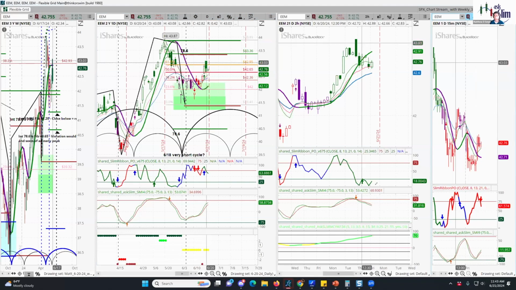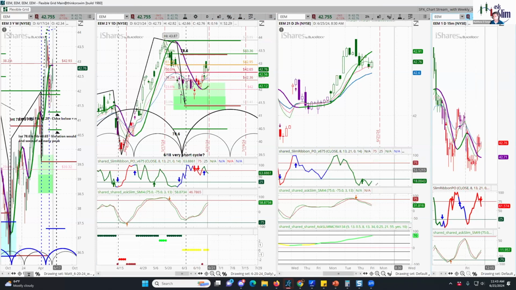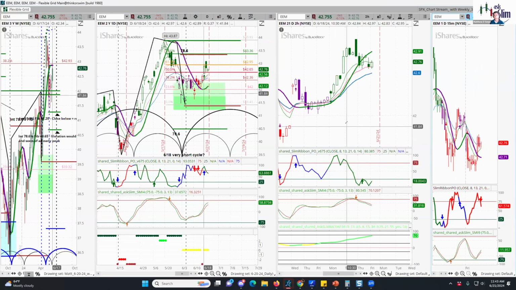The next would be the slim ribbon PO. So that is this indicator here. This is a level 4 indicator. What it does is it measures when there is a likely continuation. So it's measuring an overbought and oversold variable in there.